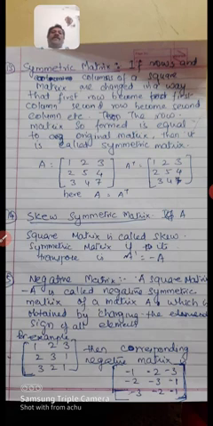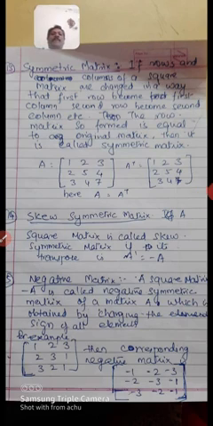Negative matrix. For a square matrix A, the negative matrix minus A is the matrix obtained by changing the sign of all the elements of A. For example, 1 2 3, 2 3 1, 3 2 1, then the corresponding negative matrix will be minus 1 minus 2 minus 3, minus 2 minus 3 minus 1, minus 3 minus 2 minus 1.